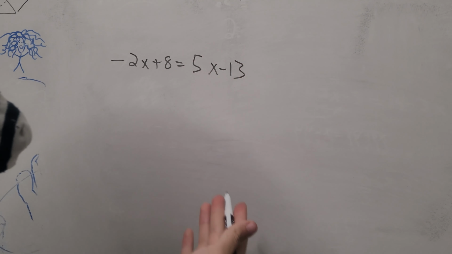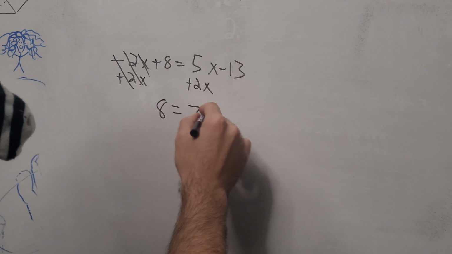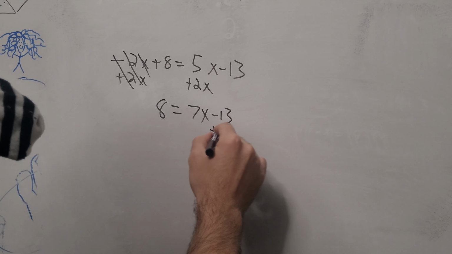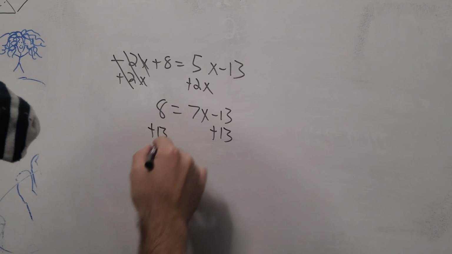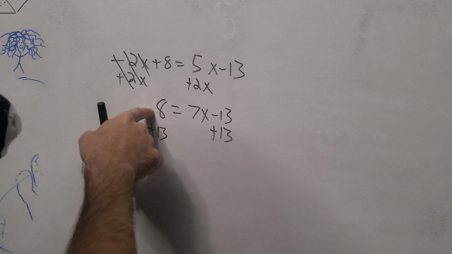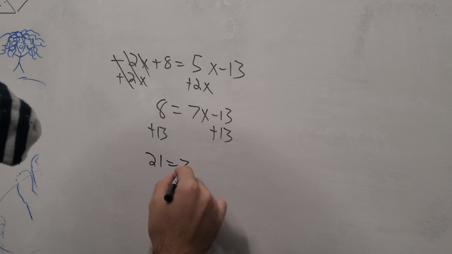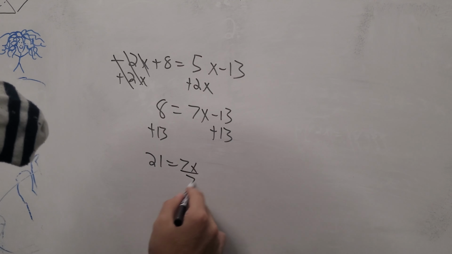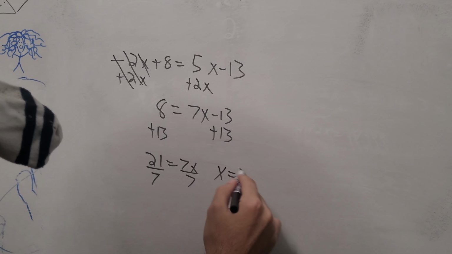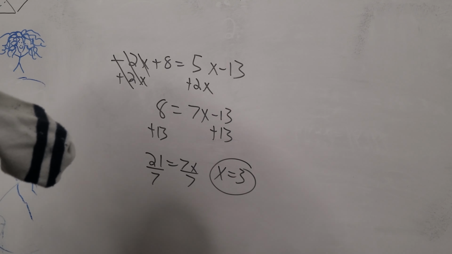All right, so the first step that you want to do is combine like terms. Add 2x, add 2x. And yes, you're allowed to add the entire term to x. Let's do 8 equals 7x minus 13. Then we want to add 13 to both sides, giving us 21 equals 7x. Divide both sides by 7. X equals 3. All right, good job.